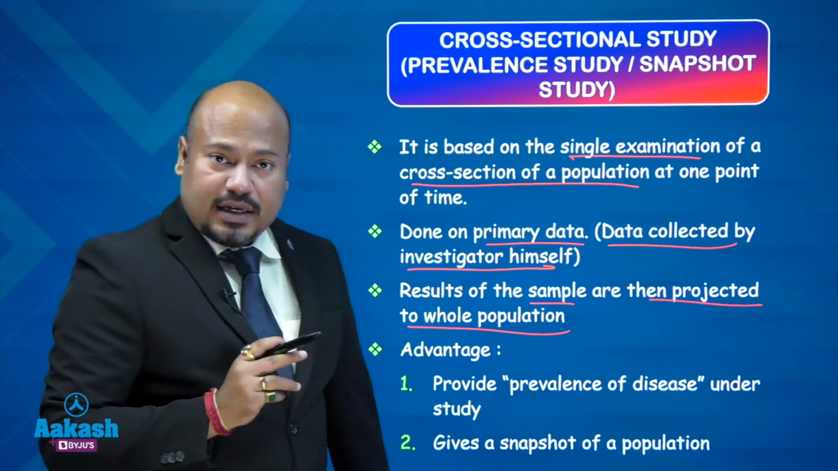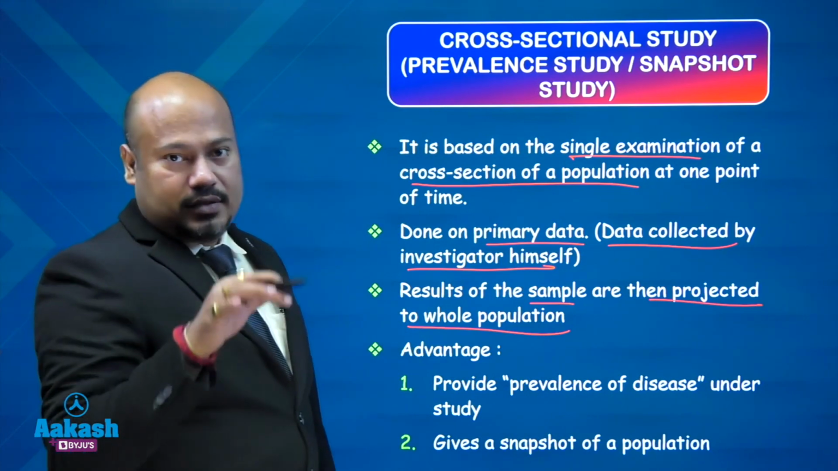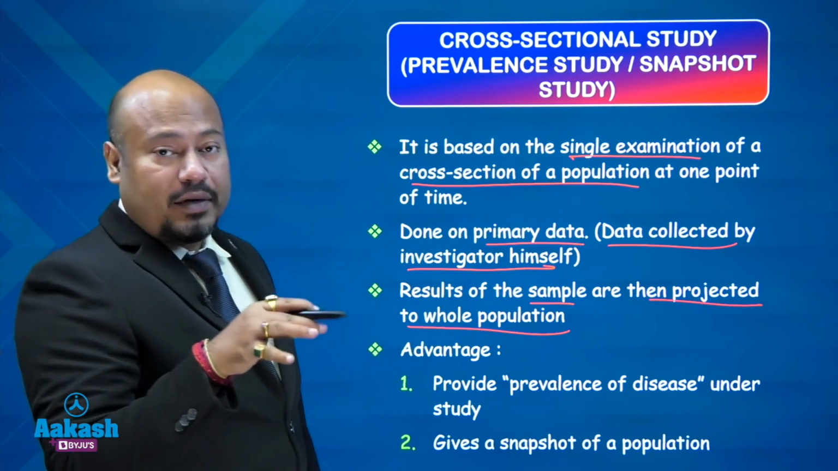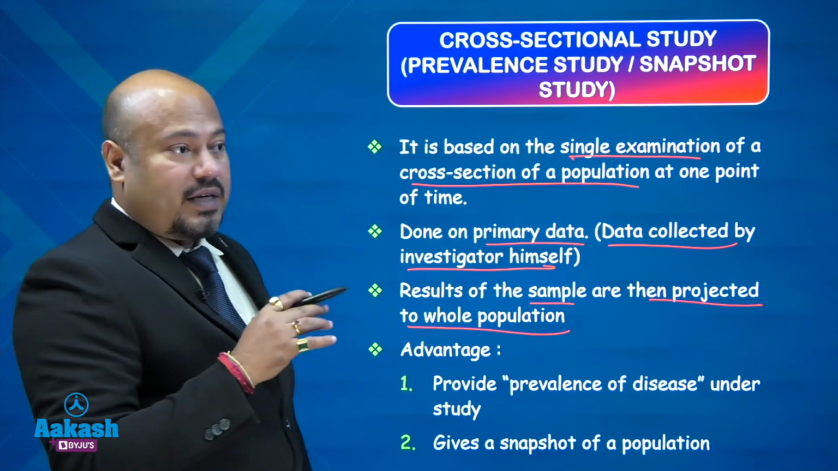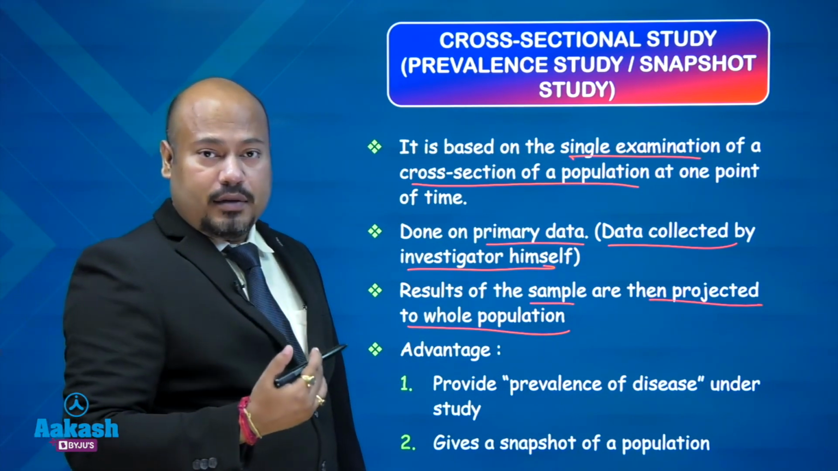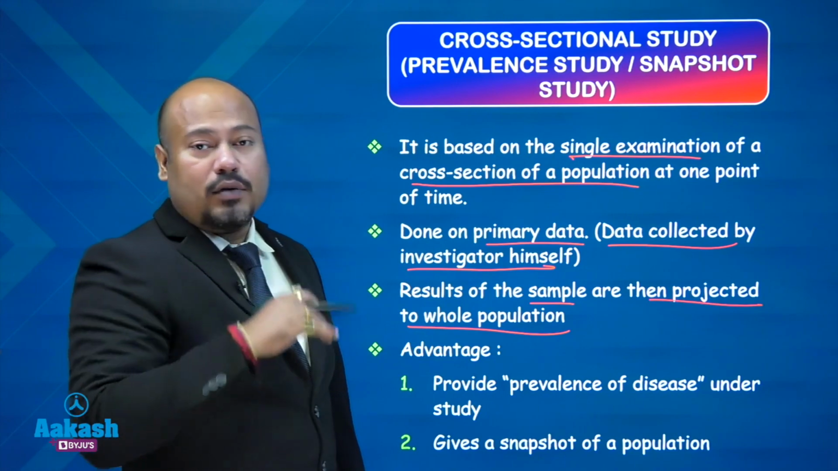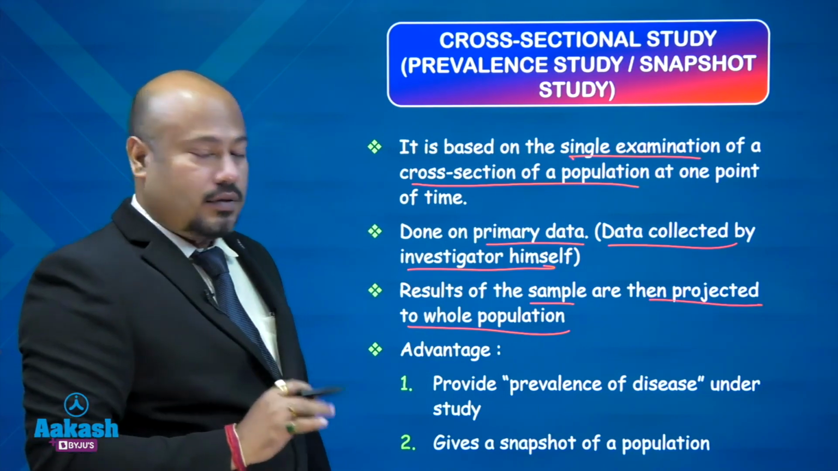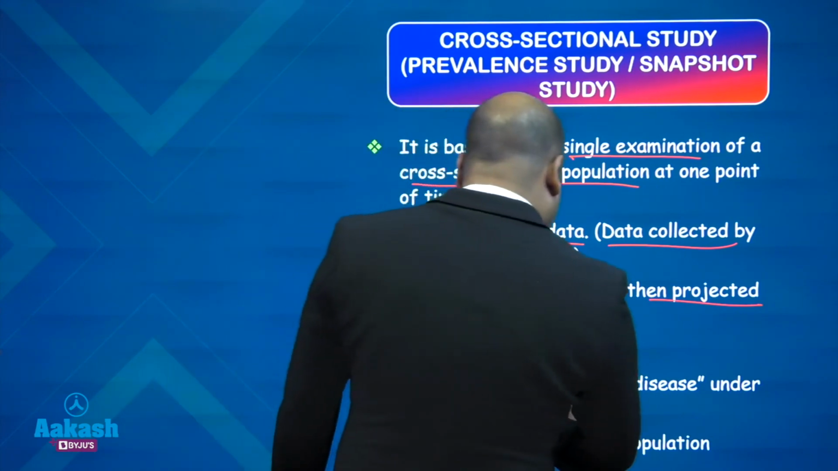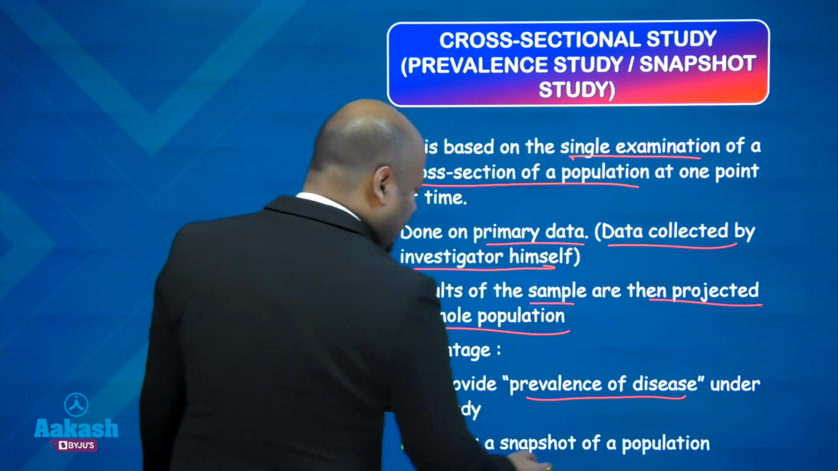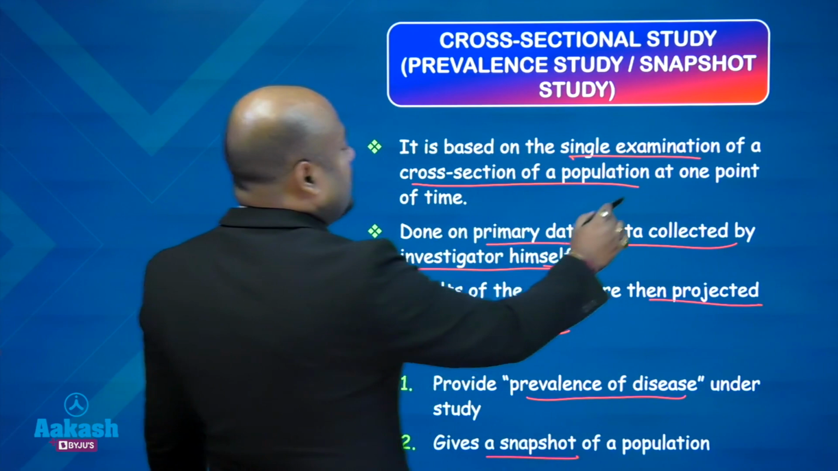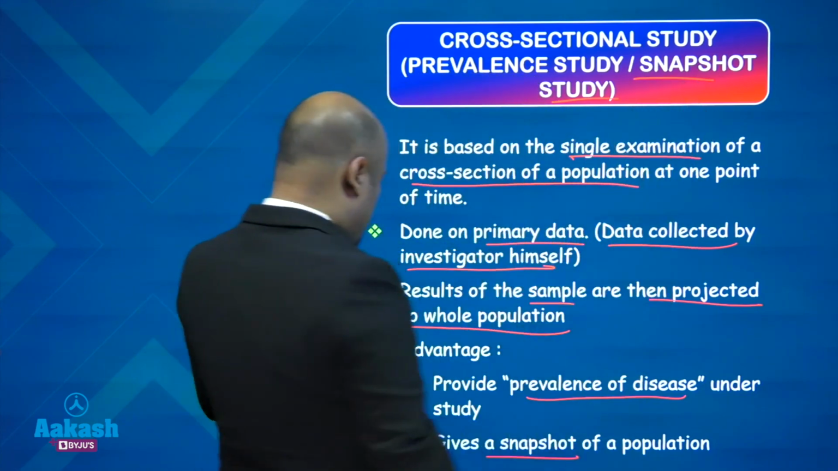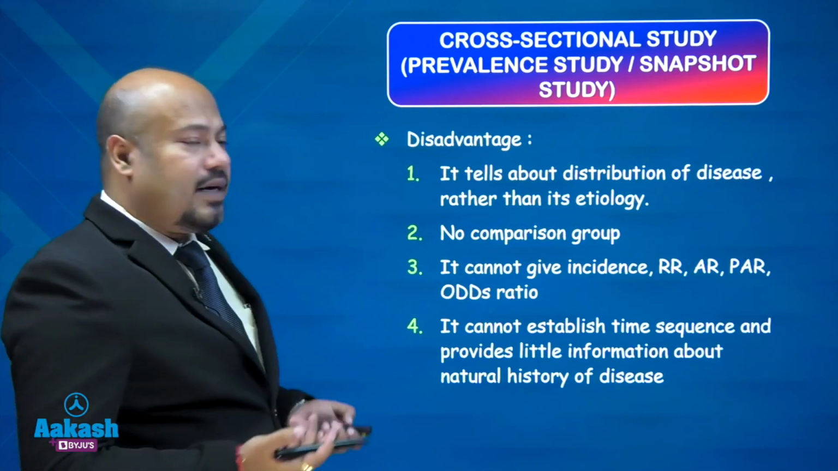So what's the advantage? The advantage is that you are getting a prevalence, an idea of the prevalence of that particular disease, okay? For example, idea of the prevalence of COPD among the smokers in that particular population. But you have not examined all the people, right? You have just taken a cross-section. So you provide a prevalence of the disease. So it's a snapshot study. Cross-section study is also called what? It's a snapshot study.